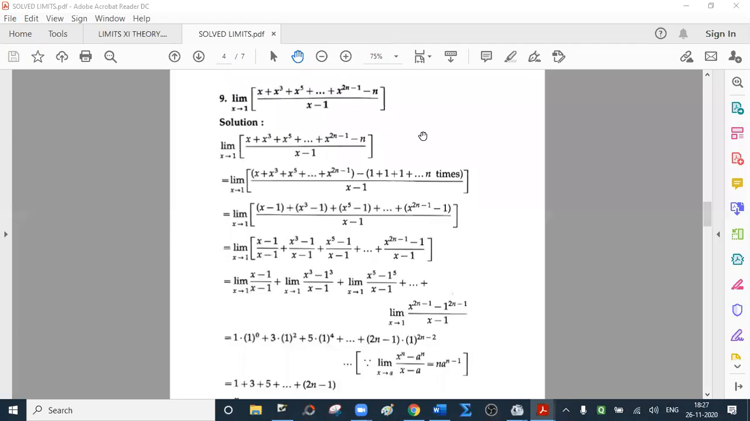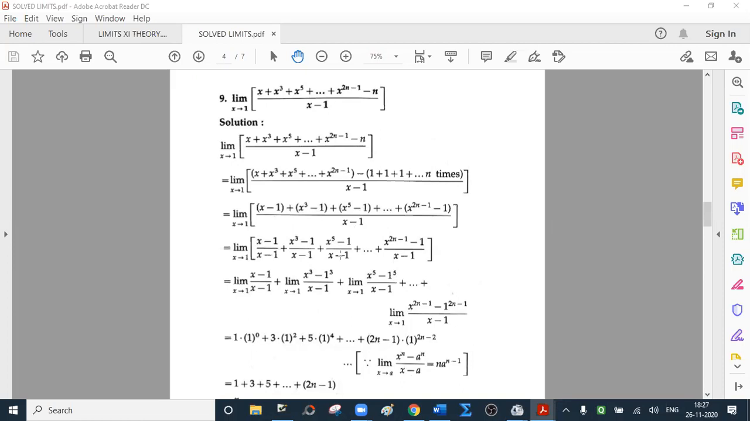Now sum number 9, actually this is similar to first sum, so we'll just discuss it. But of course you have to write the solution after the lecture. Limit x tends to 1 of this function, x plus x cube plus x^5 up to x^(2n-1). You will observe that indices are n consecutive odd numbers, right? Now this n is written as 1 plus 1 plus 1 how many times? N times. Same logic, x minus 1 plus x cube minus 1 plus x^5 minus 1 and so on. Yes, I was mentioning about this step. You have to write this step.